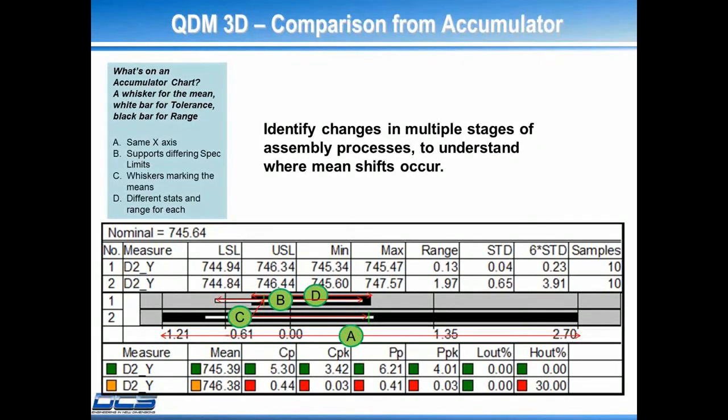And then just real quick, looking at this chart here, I see it goes up to 2.70 and down to 1.21. Is 0.0 my nominal at 745.64? Yeah, 745.64 is the nominal for the feature, where the target is, but the mean's moving a little bit. If you look in the mean column at the bottom, 745.39 to 746.38, where it was a little bit out of range. So 0.0 is the nominal value, and we're just showing the deviation, not the actual values.